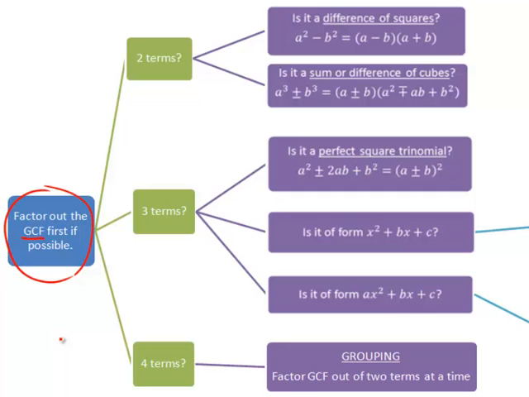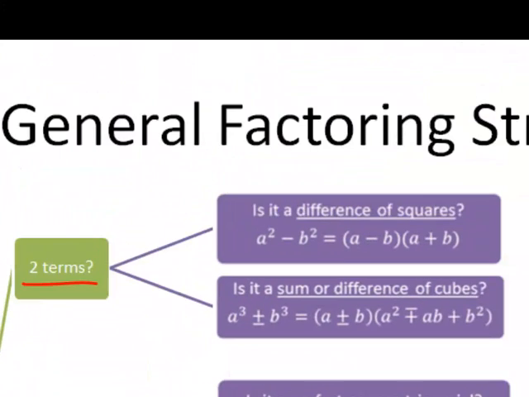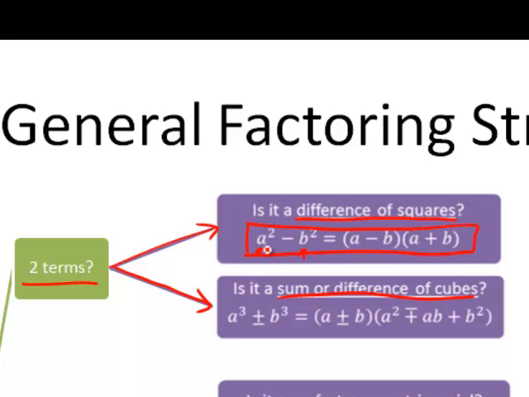Once you have done so, you can look at what you have left in your bracket. Do you have 2 terms, 3 terms, or 4 terms? If you have 2 terms, you basically have 2 options. There are the 2 special factoring formulas: the difference of squares, so maybe you have 2 perfect squares with a minus in between, and you can follow that formula. And you have a sum or difference of cubes, which you may follow this formula.